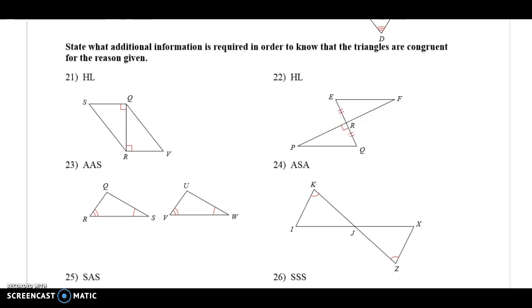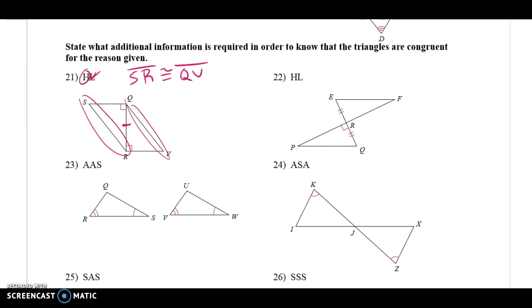For example, 21, hypotenuse leg. This is already marked because it's shared. That's my leg. So I'm missing my hypotenuse. I'm missing that this is congruent to this. So you must write SR is congruent to QV. Marking it is not enough.